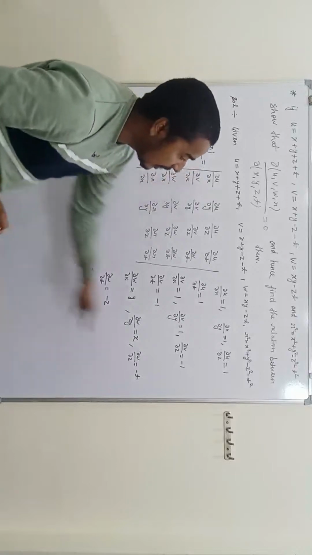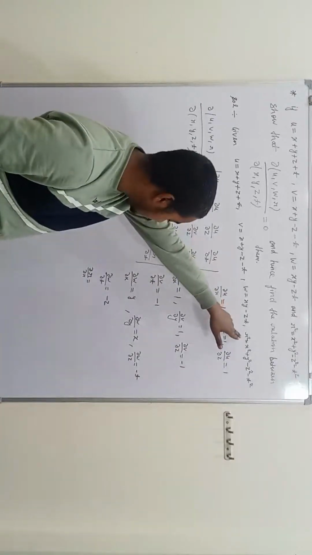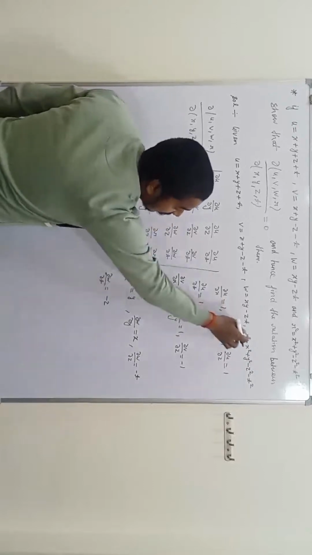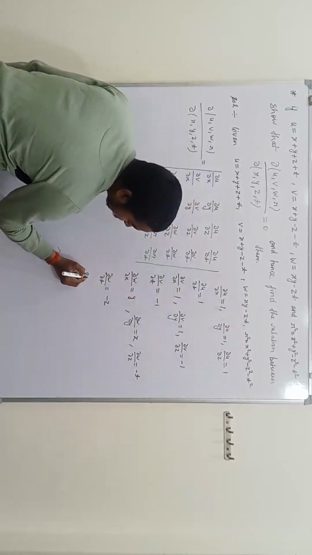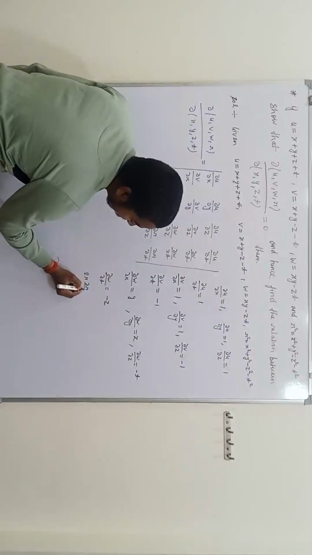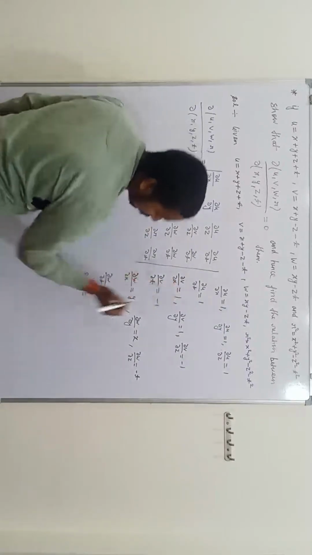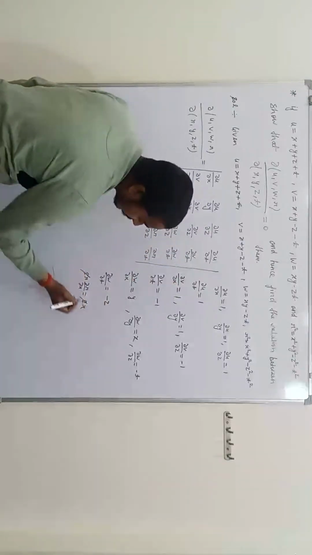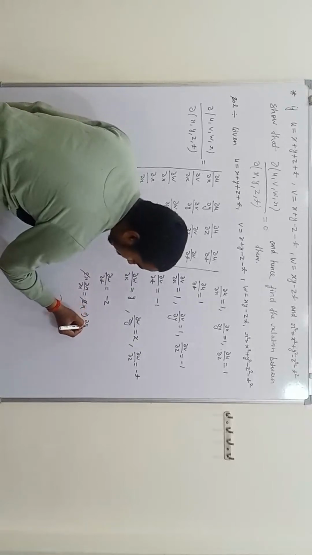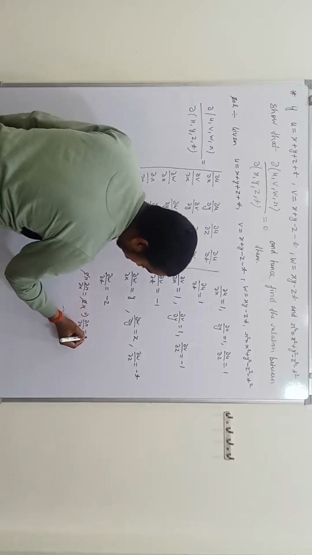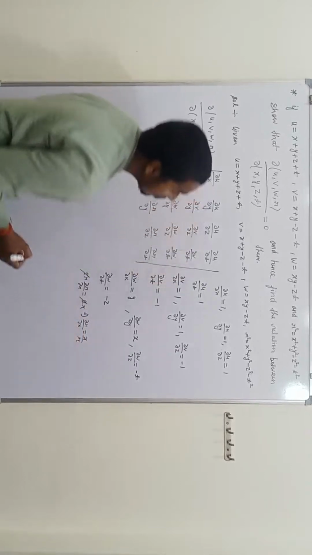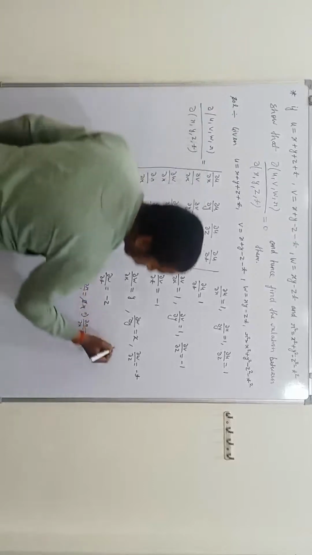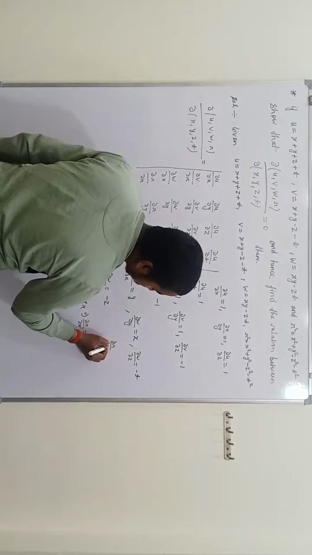The value of r, differentiating partially with respect to x, that is r square is 2r del r upon del x is equal to 2x, and from here 2 and 2 are cancelled out. Then the value of del r upon del x is x upon r. Further, we have to find del r upon del y.